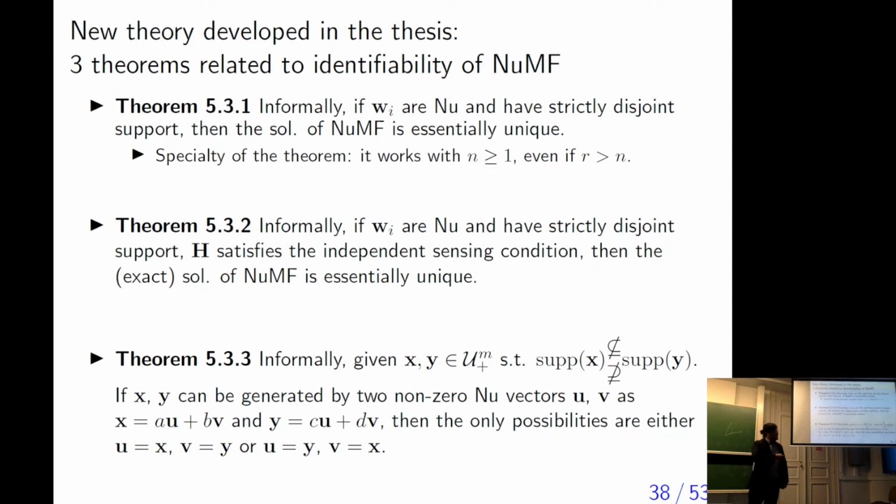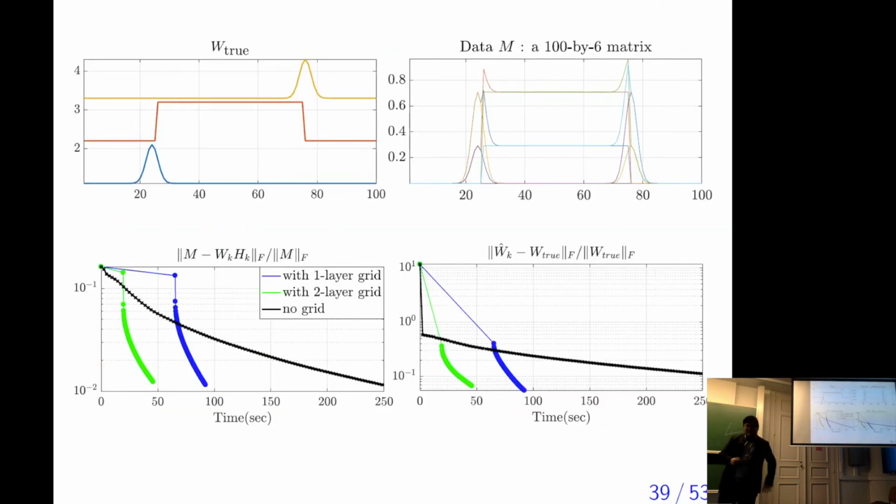The second theorem says that if they are not strictly disjoint, but they are something called independent sensing, meaning they overlap each other but appear separately in the data, then you can still recover them. And the last one is quite interesting. If you have 2 unimodal vectors for R equal 2, you always get a unique decomposition, because 2 unimodal vectors, even if they overlap, can only have one unique expression by 2 other unimodal vectors. So this is an experiment illustration.